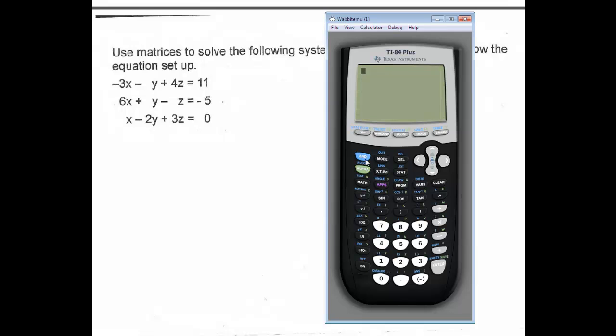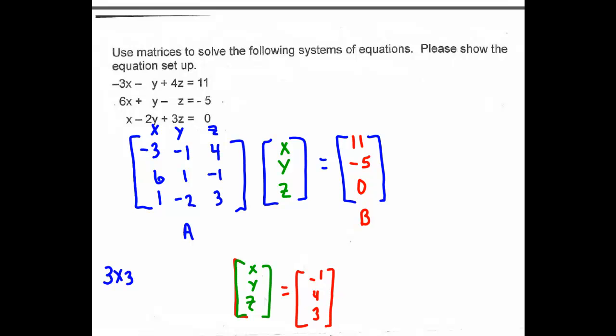To get our answer, second matrix, choose A, inverse. Second matrix, choose B, and enter. X is -1, Y is 4, and Z is 3. And this problem's done. Next equation.